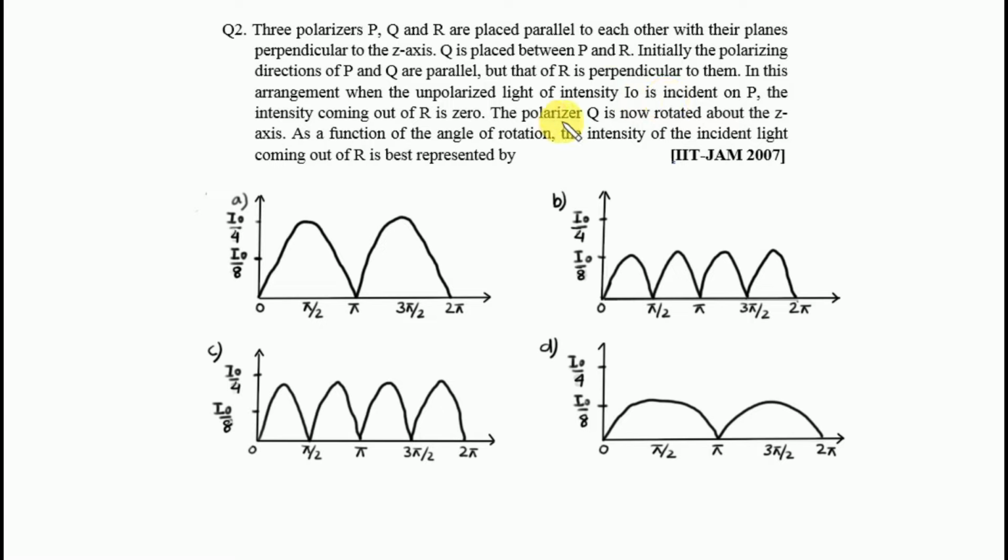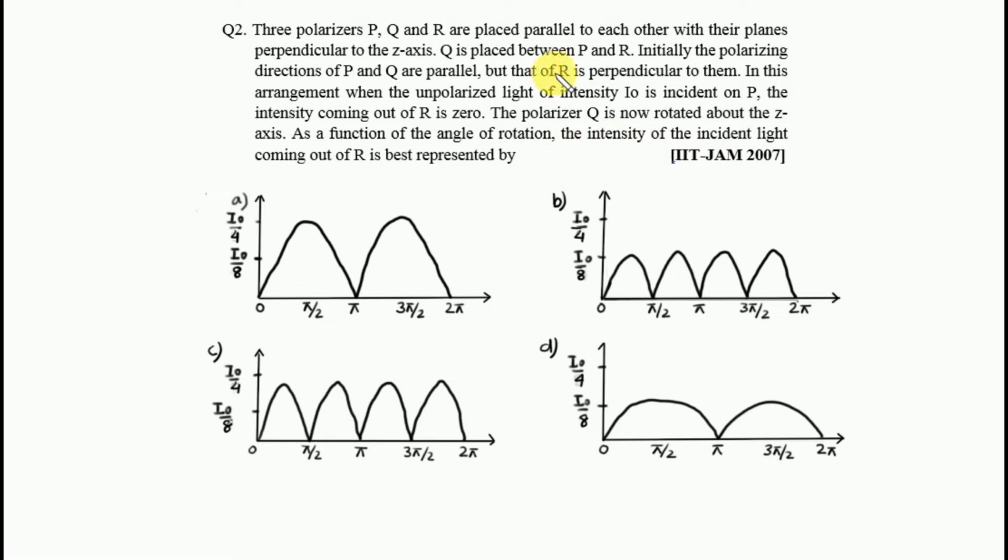The polarizer Q is now rotated about the z-axis. As a function of the angle of rotation, the intensity of the incident light coming out of R is best represented by, answers are option A, option B, option C and option D. We have to show which waveform would represent the intensity variation of the incident light coming out of R.